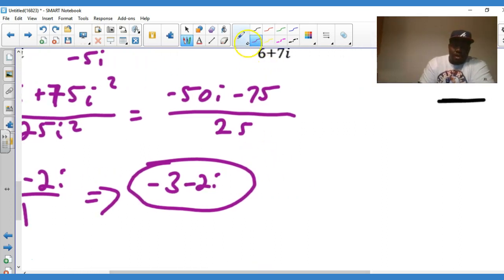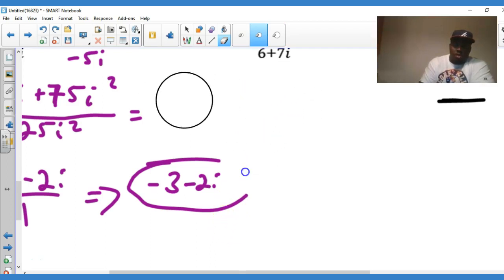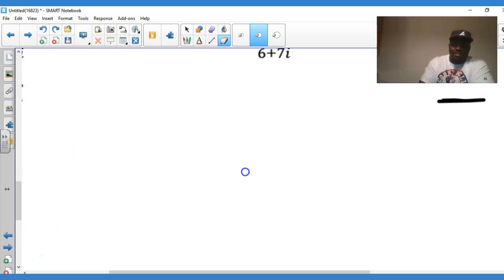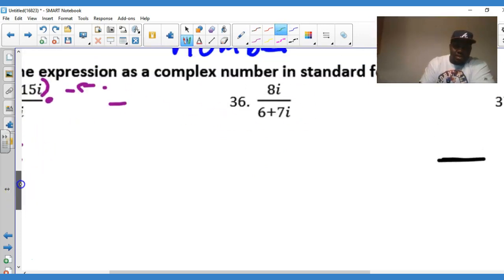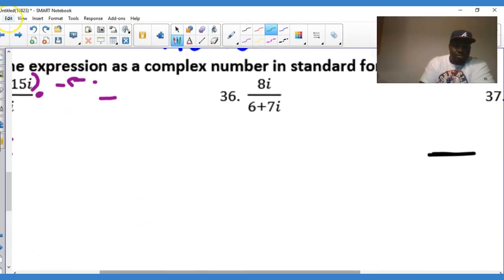Now, I'm going to erase so I can have more space to work. So if this is bothering you, then make sure you pause it before I did this. Alright. Now, let's see what we got here. We got 8i divided by, actually, I'm going to do this because I need to clear the whole screen. There we go.